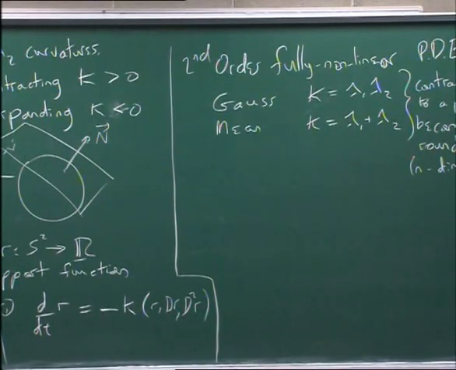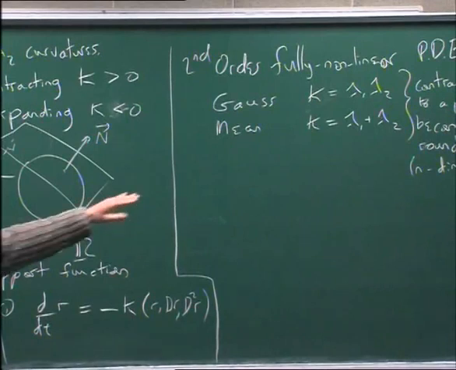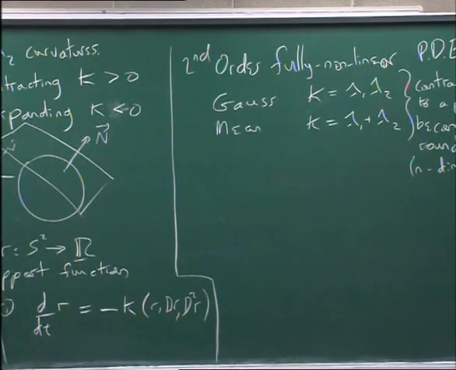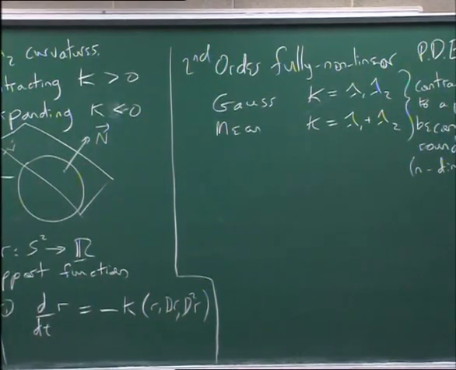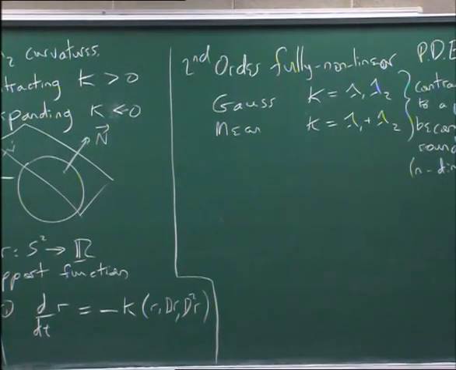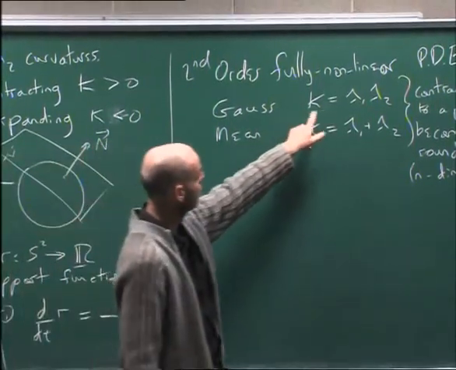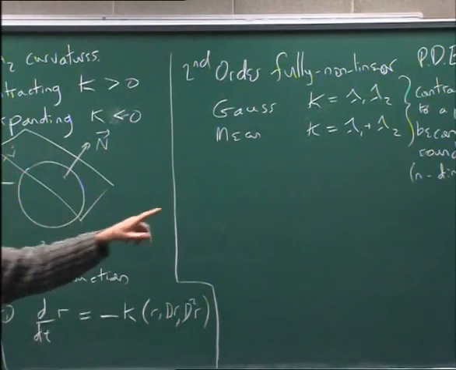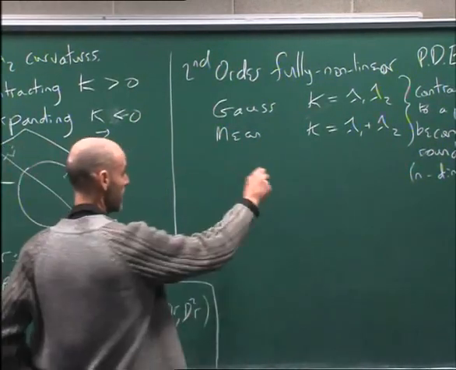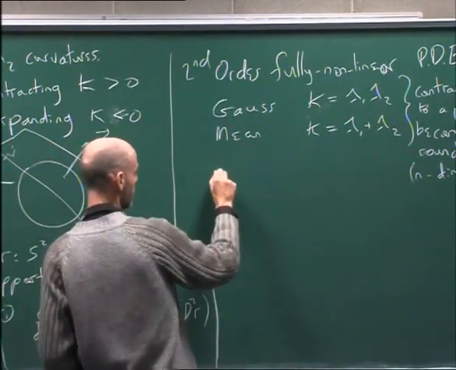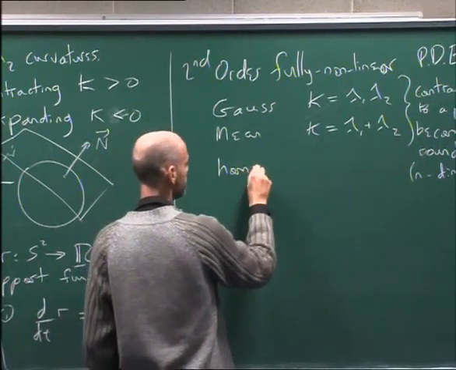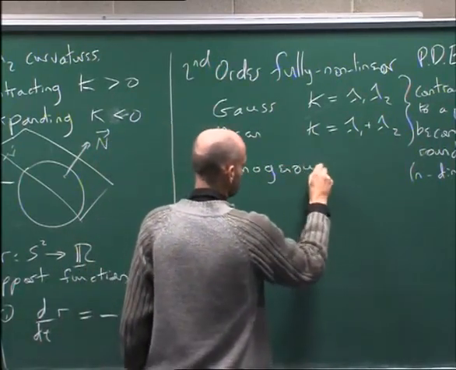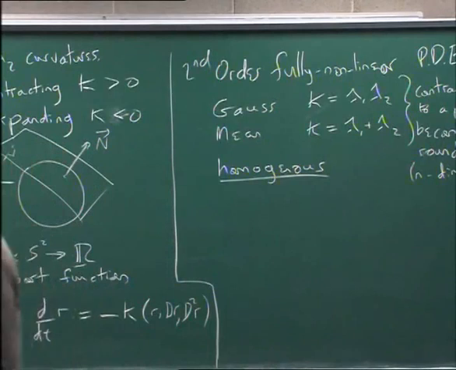Again, you can show that these types of flows are going to contract to a point, becoming round as they go. Now, one of the main reasons you can say so much about these flows is that these are homogeneous, that this is a homogeneous function in the two variables, in the eigenvalues of the second fundamental form. So these are homogeneous. Okay, and so because of that, you can say a lot.